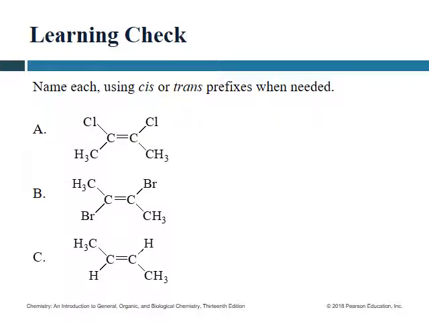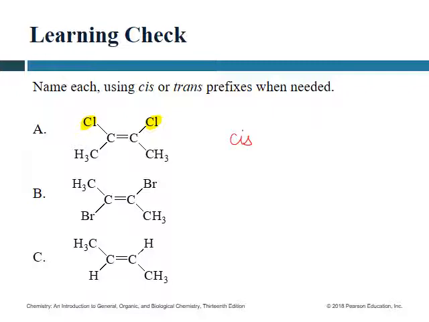Okay, let's try this question then. Can you give them a prefix, cis or trans? If we start with number A, look for the common groups. This carbon also has a chlorine. This carbon also has a chlorine. It just needs one common group; it is not necessary that both groups be common. So they both are on the same side. Yes, so this is going to be cis. Perfect. Moving on to the next one.